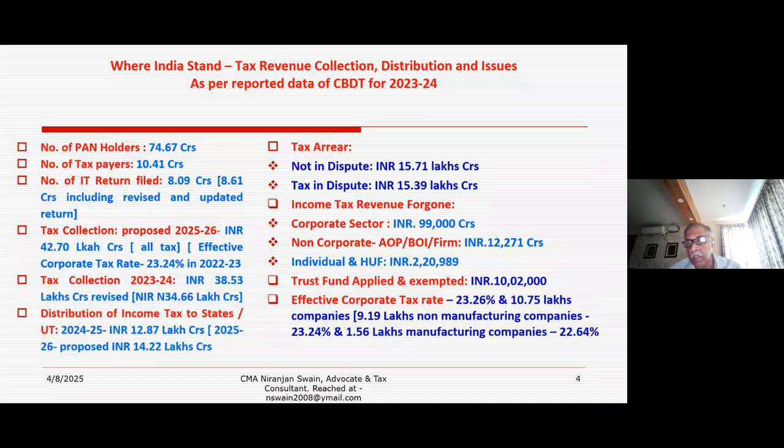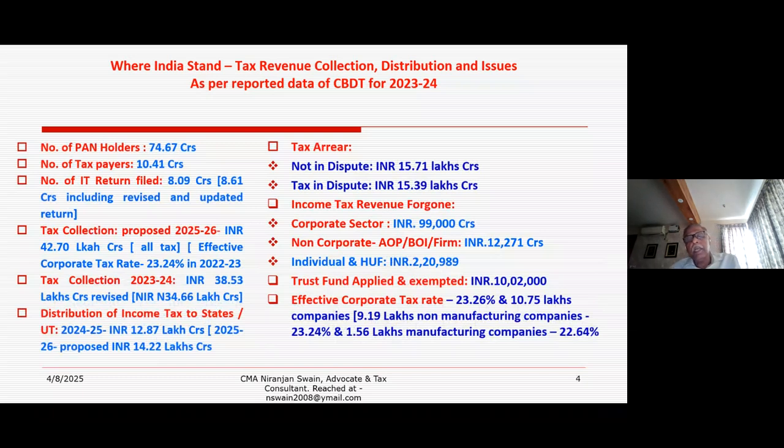Actually, the new tax bill 2025 is introduced with one of the objectives that there should be an increase in the tax base. If the tax base is increased, even if the tax rate is reduced, still more revenue will be collected. The number of taxpayers is 10.41%, but the returns filed are 8.09 crores, and 8.61 crores including revised and updated returns.